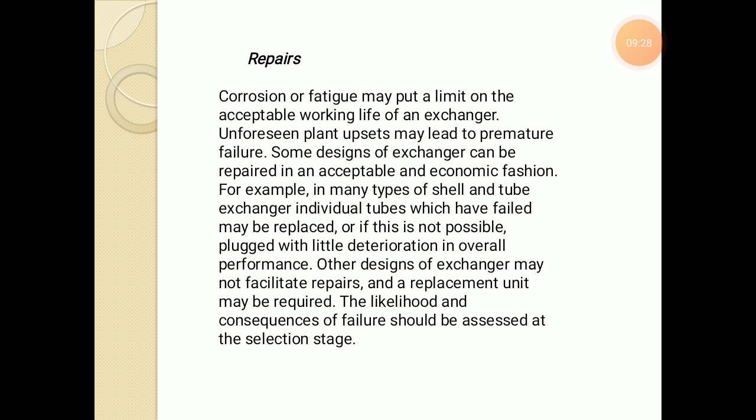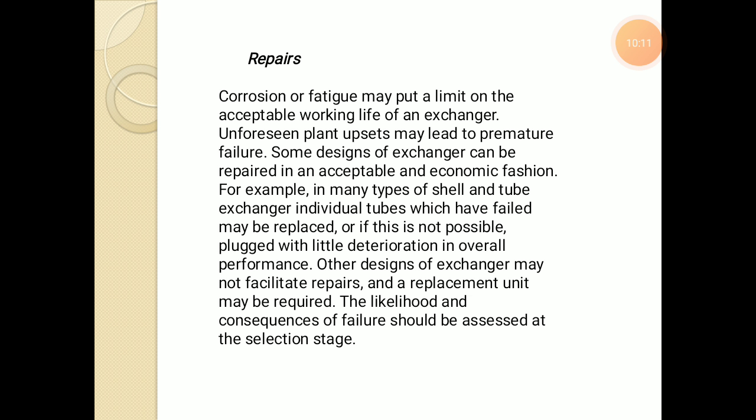Next important factor is related to repairs. Generally, in case of maintenance or repair, the heat exchanger which is chosen should have a smaller number of parts. Corrosion or fatigue may put a limit on the acceptable working life of a heat exchanger, but unforeseen plant upsets may lead to premature failure. Some designs of heat exchanger can be repaired in an acceptable and economic fashion.